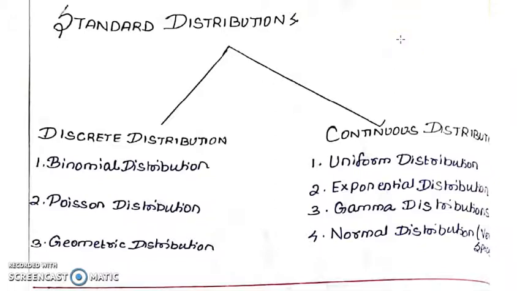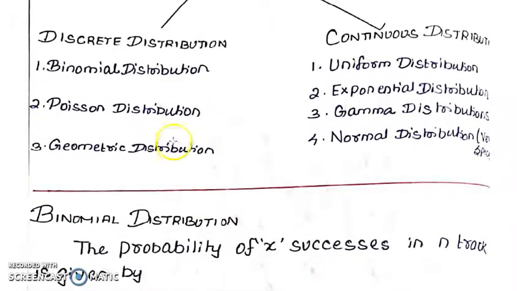Dear students, this session we are going to study about standard distributions. There are two types of standard distributions. One is discrete distribution, another one is continuous distribution. Under discrete distribution, we have binomial distribution, Poisson distribution, and geometric distribution. Under continuous distribution, we have uniform distribution, exponential distribution, gamma distribution, normal distribution. So this session we are going to study about discrete distribution.